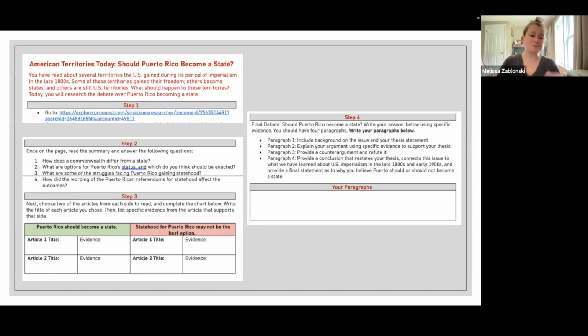So basically, based on how the US acted during this imperialist period, how does that support your argument? How does that prove that Puerto Rico should become a state or Puerto Rico should not become a state? So it's asking them to make those connections so that they can really see, all right, these historical actions have had these modern day effects, and where should we go from here as a country?